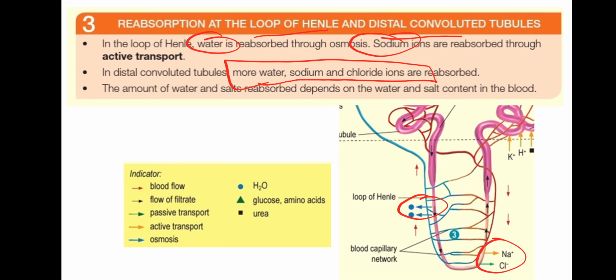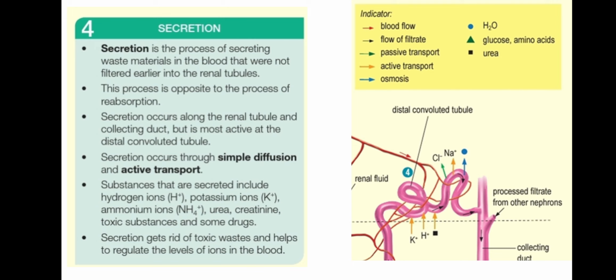What is meant by secretion? There are three processes, right? Ultrafiltration, reabsorption, and secretion. Secretion is the process of secreting waste material from the blood. Sometimes the waste is too big to go out, so from the blood it enters the renal tubule. This one is in the opposite direction. There you see, secretion is of opposite direction. So the waste that is still in the body has to be removed, and that is what we call secretion. The process is the opposite of reabsorption.